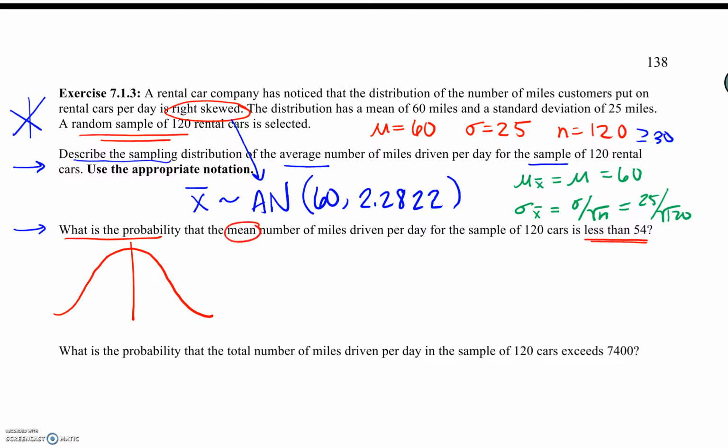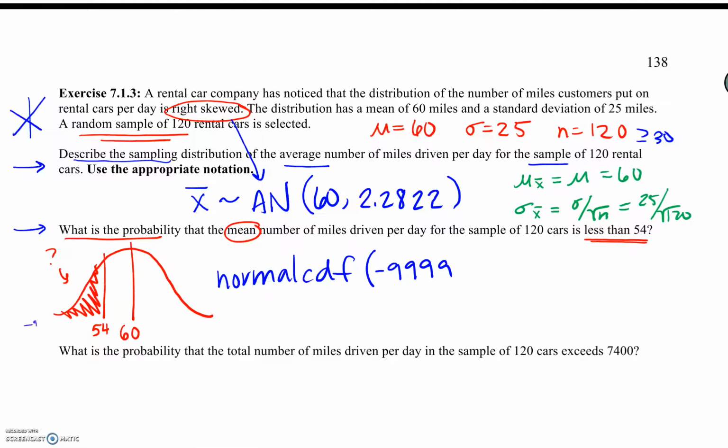So we are still talking about that sample mean, so we want to use all this information we calculated in the first part. Using our mean of 60, we want to know what is the probability that we would get 54 or less in this sample of 120. So looking for an area under the normal curve, this is just normal CDF. Since this goes off forever to the left, a lot of 9s over here, our negative infinity stand-in, up to 54. And then here's the easy part for you on the test. Mean, standard deviation. They'll both be given to you in that first part of the problem. 60, 2.2822.